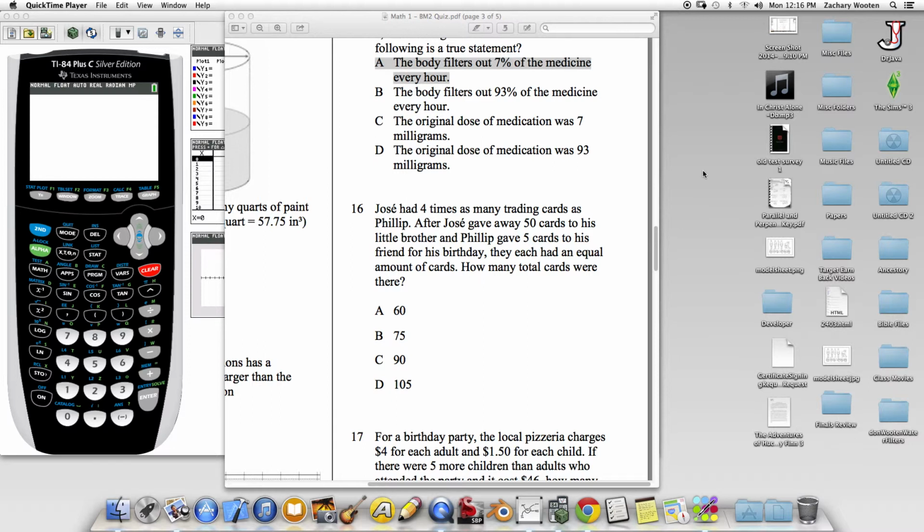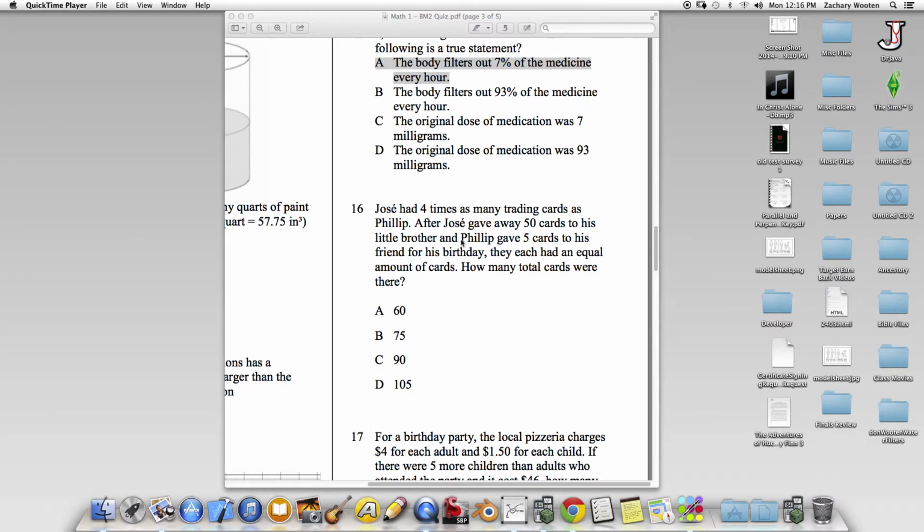Okay, and the way we do it is we define our variables, which we just did. We're going to call J the number of cards Jose has, and the number of cards Philip has we're going to call P. So now we just need to write a couple of equations here. It said Jose had 4 times as many as Philip. So for instance, let's say Philip had 10. Jose has 4 times as many as Philip, so that would be 4 times 10, which is 40. So I need to take whatever Philip has, which we're going to call P, and multiply that by 4 to get Jose's number.